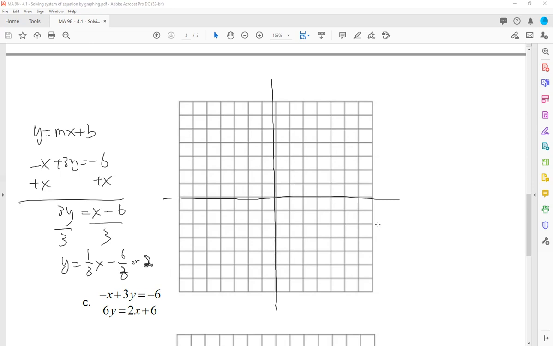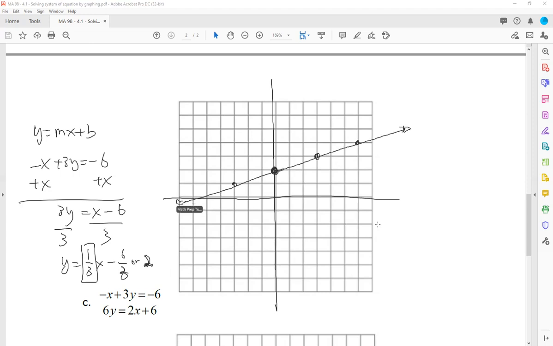So I'm going to graph this first. I have 2 as my y-intercept. Slope is 1 over 3. That means 1 up, 3 to the right. 1 up, 3 to the right. Or 1 down, 3 to the left. Okay, so connect the dots.